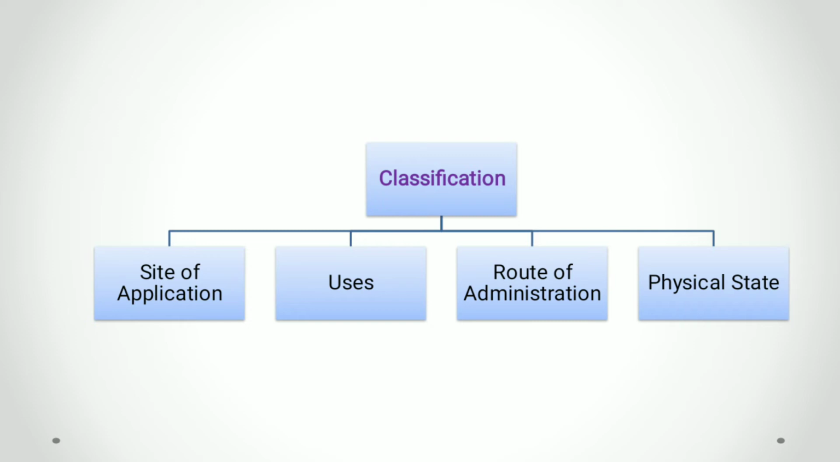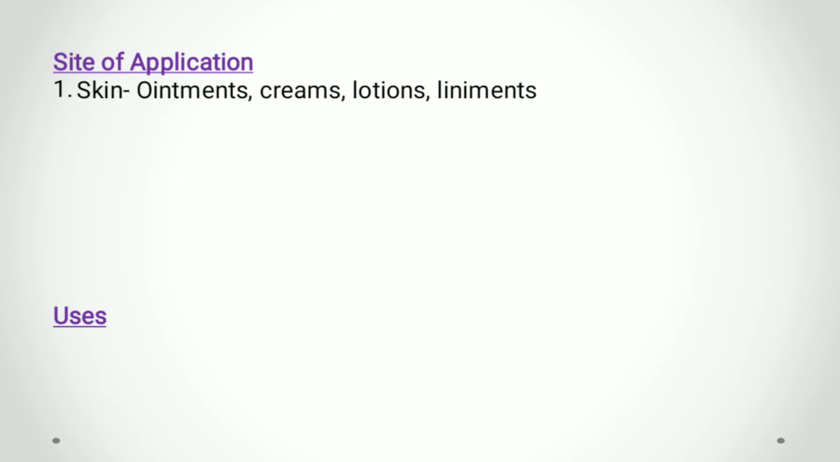The first one, site of application. So depending upon what type of formulation are applied at what site, it can be categorized on site of application. So the first one, skin. So for skin, we have ointments, cream, lotions, liniments, etc. Then second one is eye. For eye, we have eye drops, eye ointment, eye cream, etc.